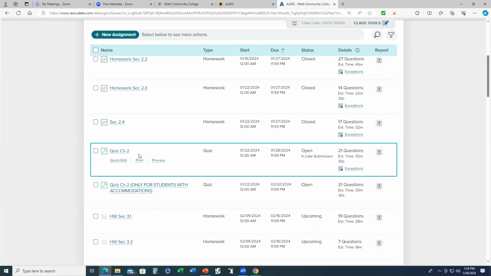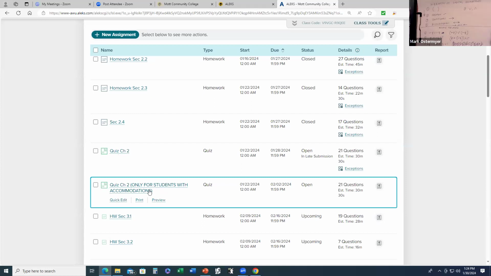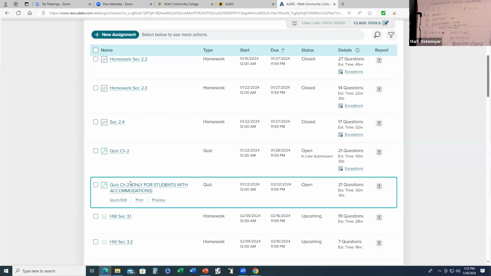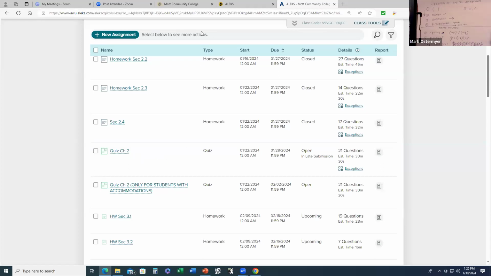If you gave me an accommodation letter and you already took the quiz Chapter 2 here, unless you don't want me to, I can delete that quiz score and then you can do the accommodated quiz Chapter 2. You still get two takes and all that other stuff. But just let me know if you don't want me to delete your quiz Chapter 2 takes. If you're satisfied with those this time around, I'll keep those. Otherwise, I'm going to delete them, and I want you to take this Chapter 2 quiz. Does that make sense, how we're going to do quizzes and exams for the general populace versus accommodations?